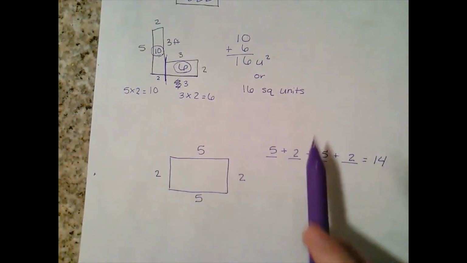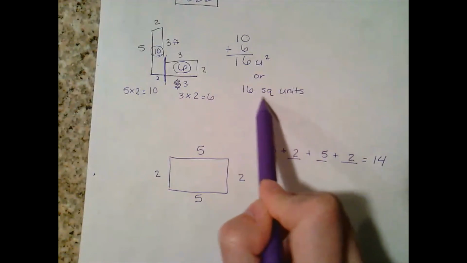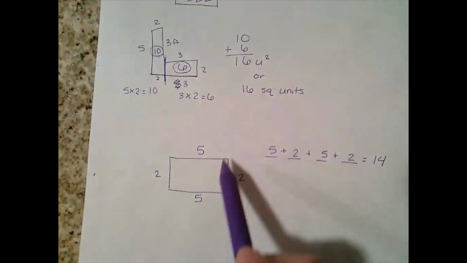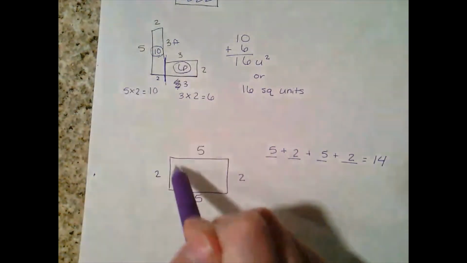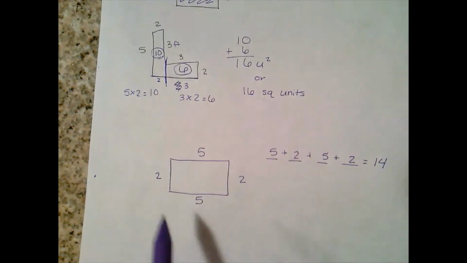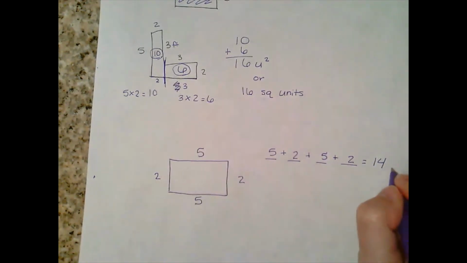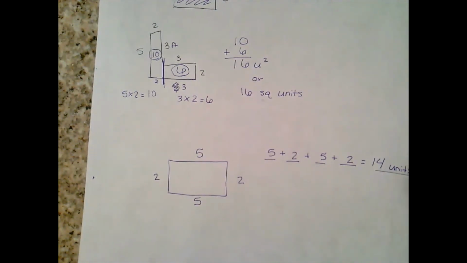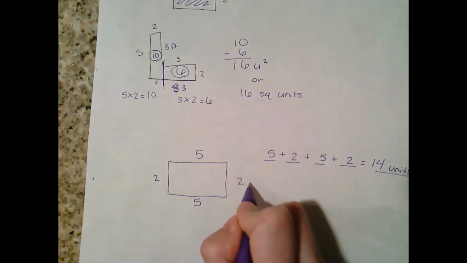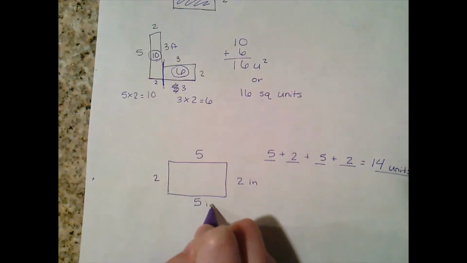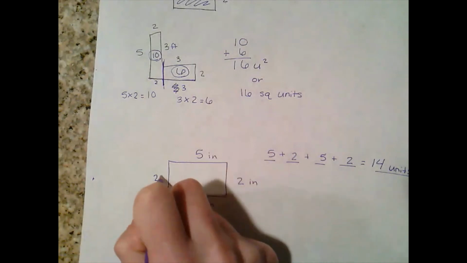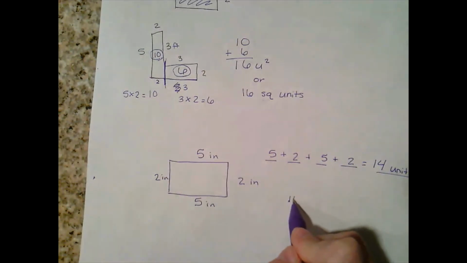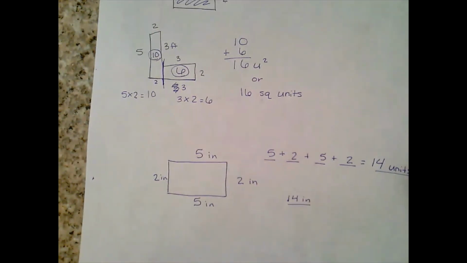And we don't need to put this square or the little 2 because we're going around it. It's not like little squares on the inside like an array. It's just going around. So we'll just have 14 units because I didn't draw a unit on here, so we don't know what it is. If I said it was inches, like this, then we would have 14 inches as the answer, and that's it.